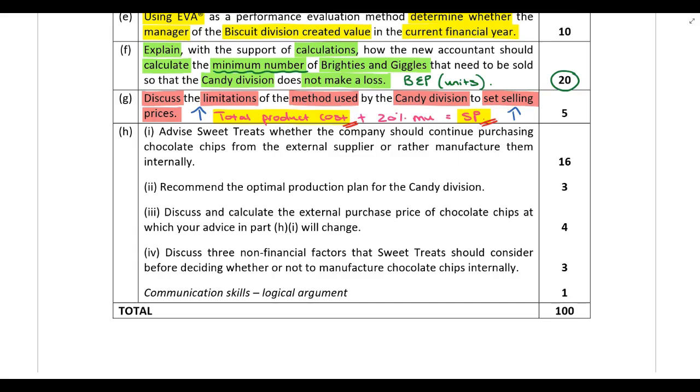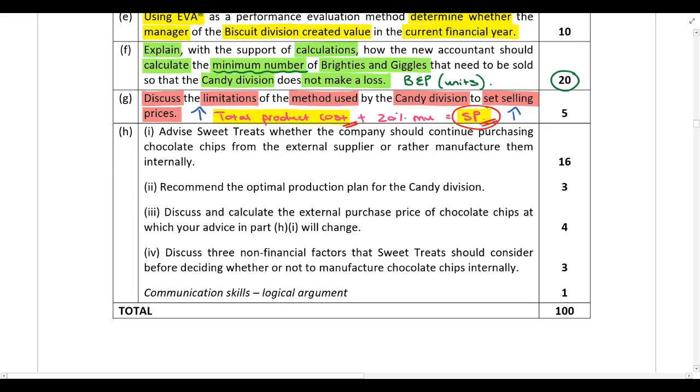So if they change the price, or if the price increases even by a small amount, that could have a large impact on demand, and the customers will stop buying the product from the candy division, and instead they'll look for substitute products and they'll go to competitors, etc. So it's very dangerous to just pass those price increases on to the customer when you are selling a luxury product, because it could have a very negative impact on demand.